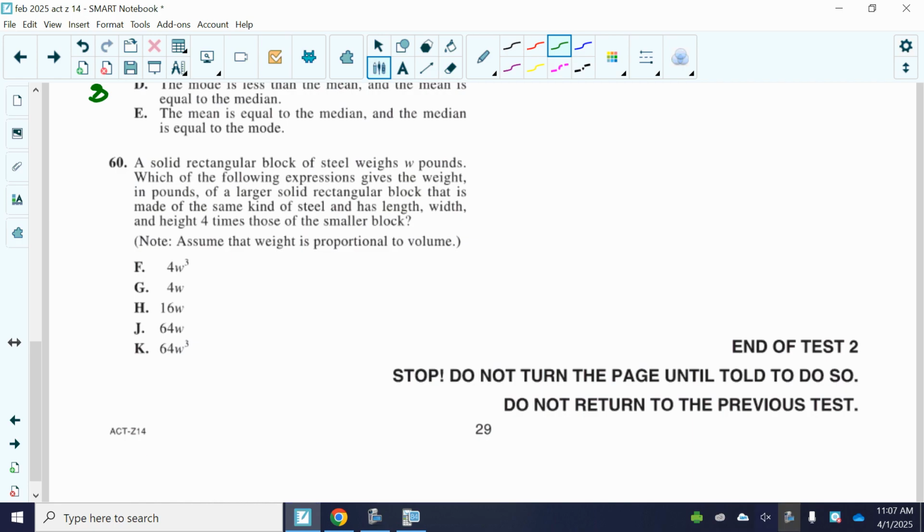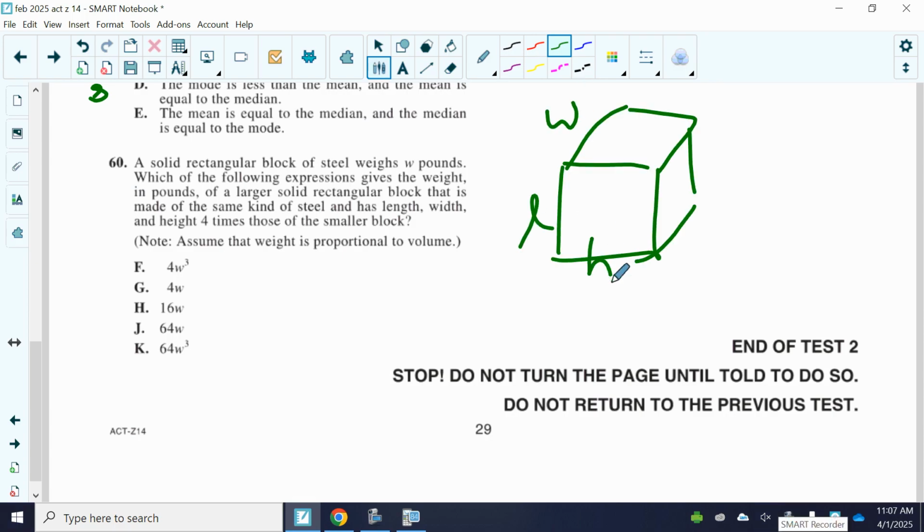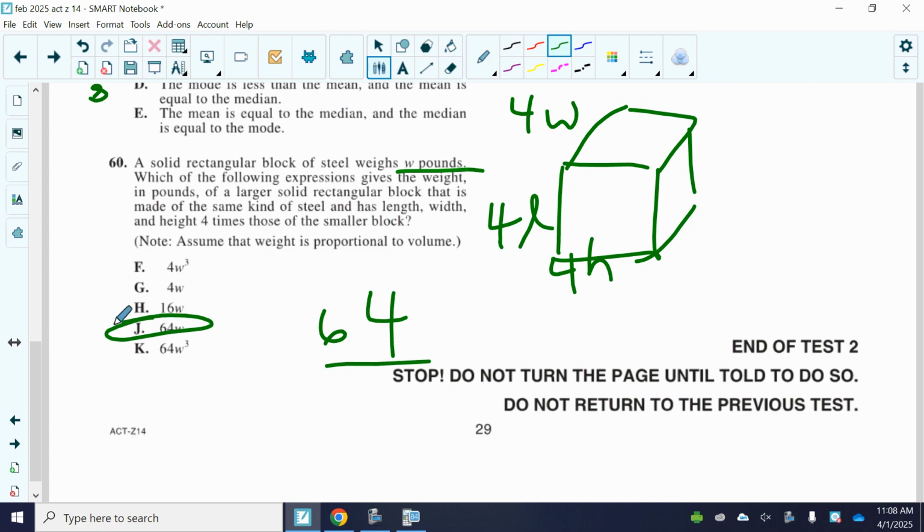What's this? There's a length, a width, and a height. Doesn't matter what they are. But that weighs W, huh? Well, if I times everybody by 4, the block is going to be what? 4 times 4 times 4 bigger. 64 times bigger. So what? It's J. 64 times bigger. And believe, that's all, folks.